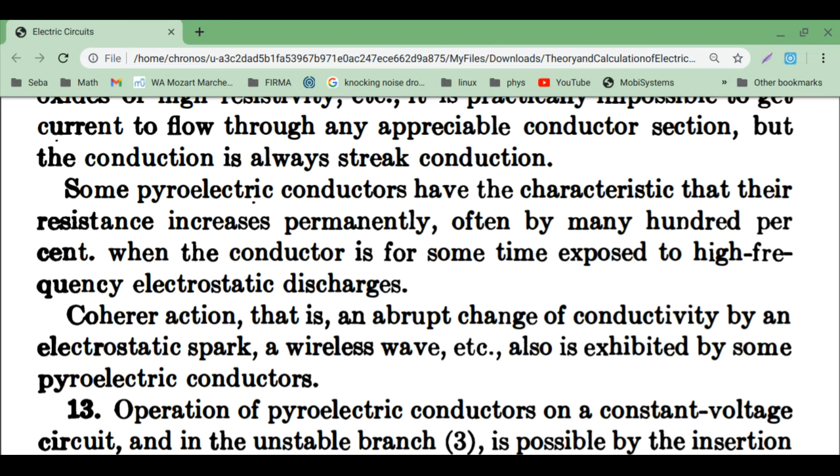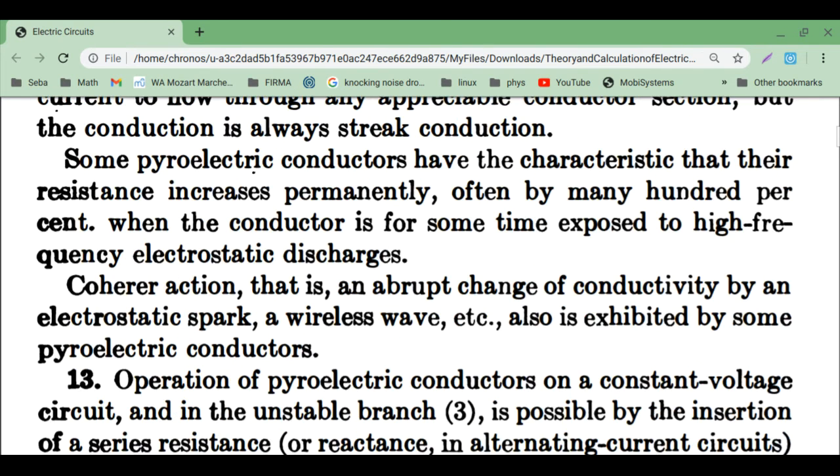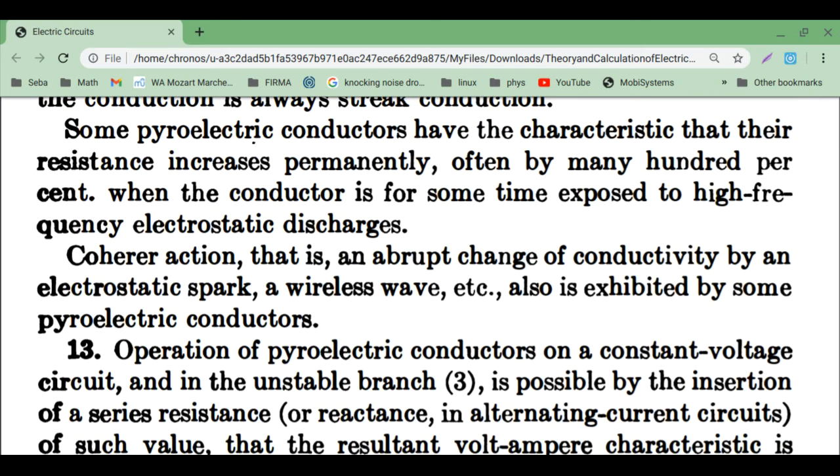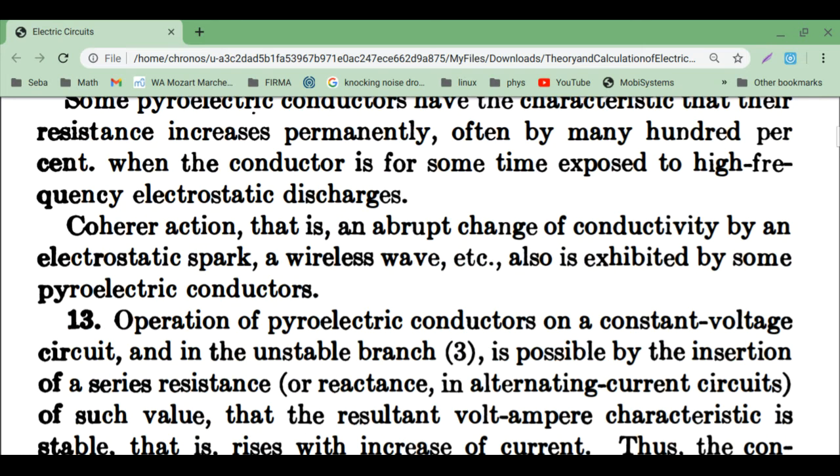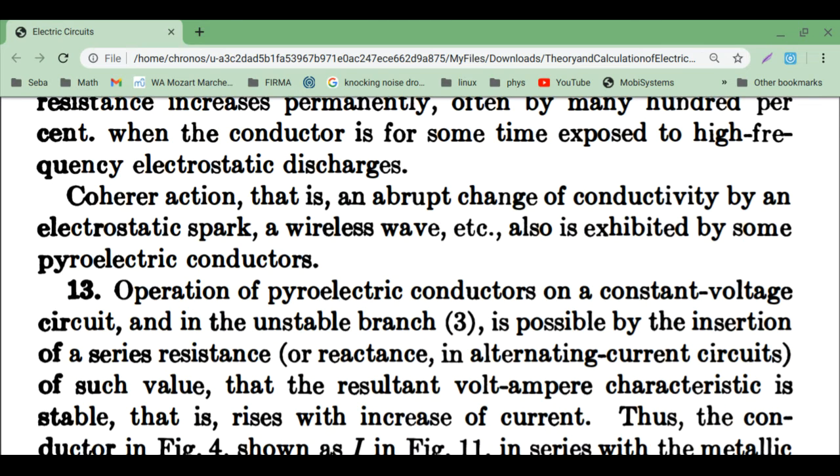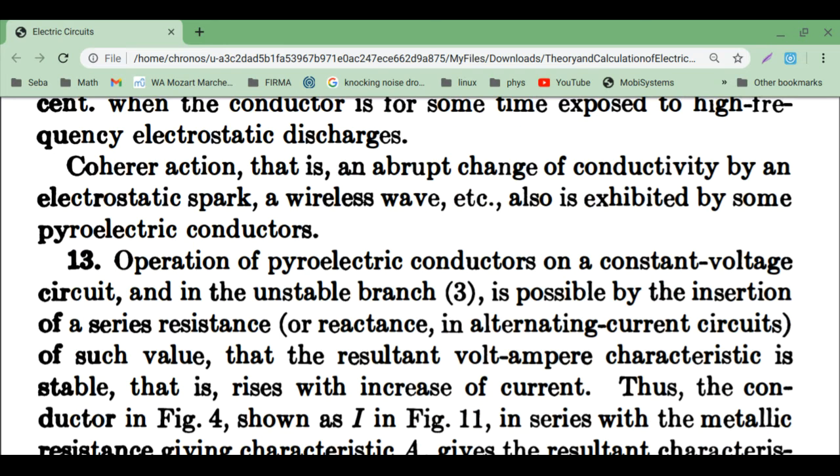Some pyroelectric conductors have the characteristic that their resistance increases permanently, often by many hundred percent, when the conductor is for some time exposed to high frequency electrostatic discharges. Coherer action, that is, an abrupt change of conductivity by an electrostatic spark, a wireless wave, etc., also is exhibited by some pyroelectric conductors.